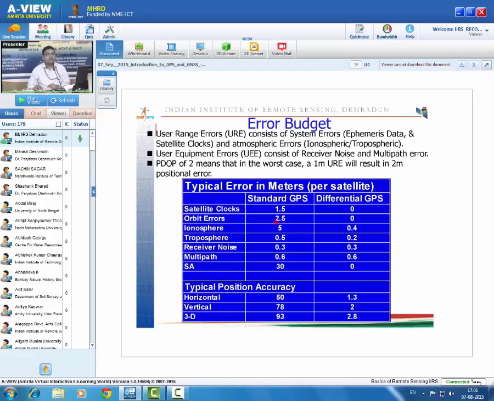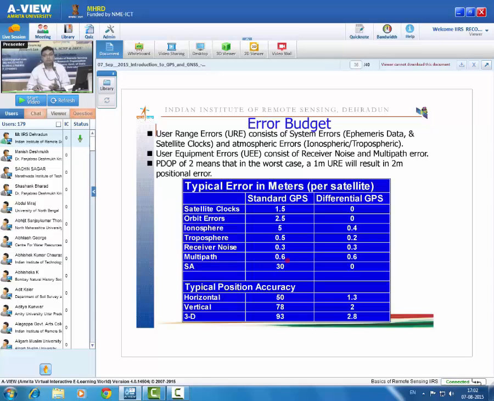Ionospheric errors: when the signals travel through the ionosphere, it also gives a delay, which we will discuss tomorrow in detail. It gives an error of the order of 5 meters or more. The troposphere also contributes an error of about 50 centimeters or more. Receiver noise, like every electronic instrument has its own disturbance, which we call noise, is also giving an error of the order of 30 centimeters.